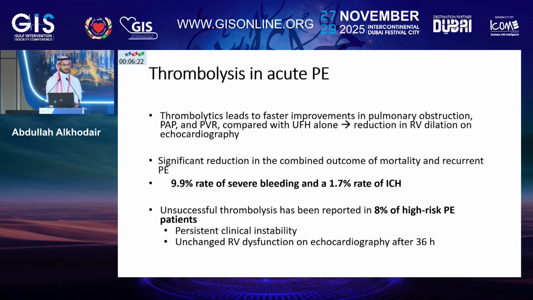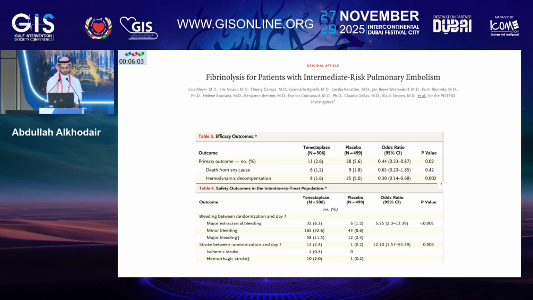This is not without a price. So we have a rate of 9.9% rate of bleeding and 1.7% rate of intracranial hemorrhage. Not only that, not all patients would respond to thrombolytics, as 8% of those patients will still have evidence of clinical and radiological obstruction. Now, it's quite well established, thrombolytics for high risk. Now, the question is, what should we do for those who have intermediate risk?